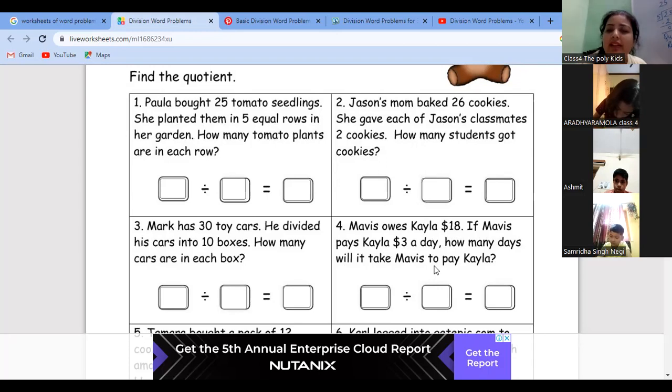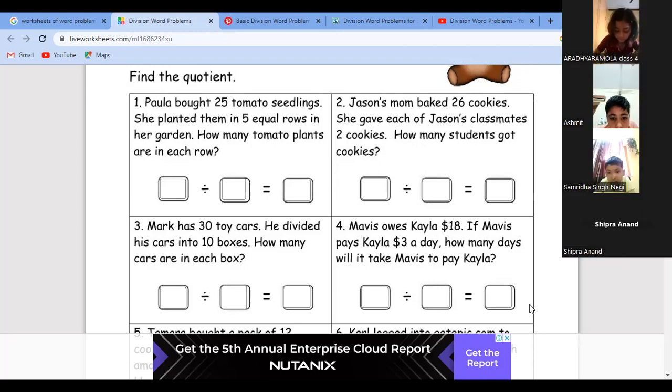So you have to divide 18 by 3 here. Just divide it. Do it.